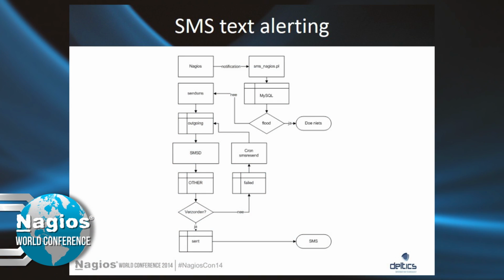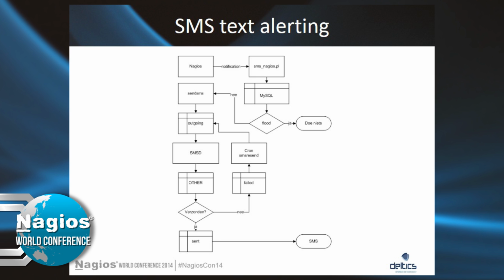The text alerting: Nagios sends out a notification. The notification then goes to a Perl script and will be put in a MySQL database for archiving, and also for checking if it's not flooding. You can keep track of when the last SMS was sent, and you can put in the Perl script, well, wait at least 60 seconds for sending out new SMS messages. So it checks for flooding.